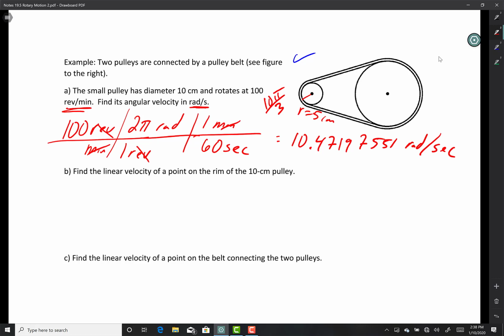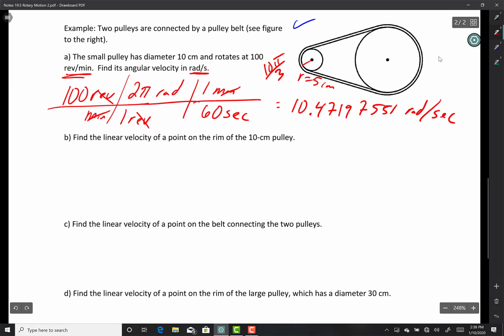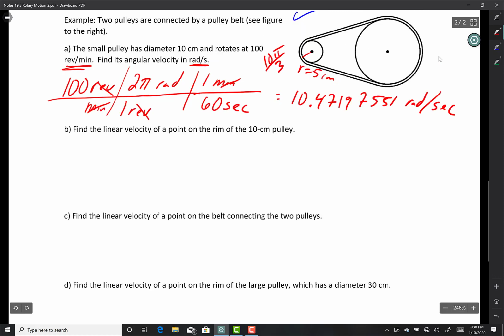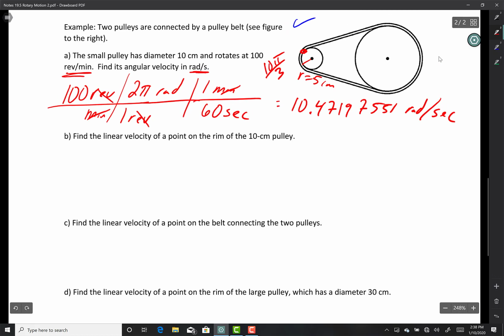How do we feel right now? We feel okay? Focus. Okay. Next one. Find the linear velocity of a point on the rim of the 10 centimeter pulley. Okay, we're looking for the linear velocity of a point on the rim, which happens to be touching the pulley.